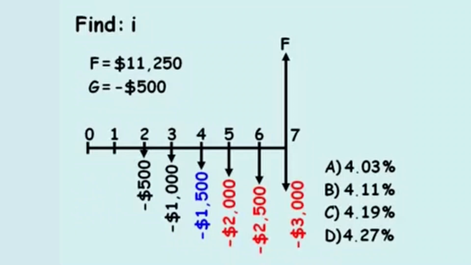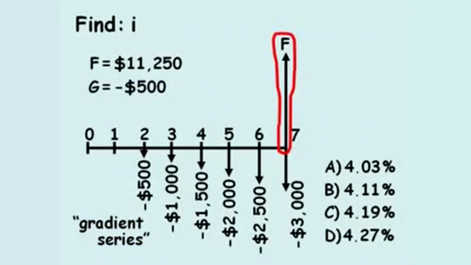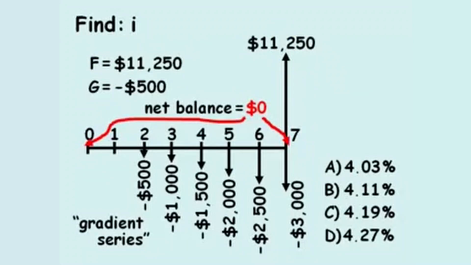When a cash flow is continuously incremented by a fixed amount each year, G, this is often called a gradient series, represented by the variable G. At the end of year 7, there is also a positive cash flow with the value of $11,250. Unless otherwise stated, it is assumed that the net balance in the account equals $0 at the beginning and at the end of the cash flow diagram.